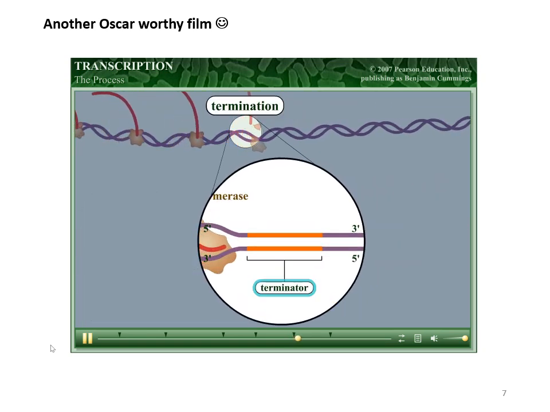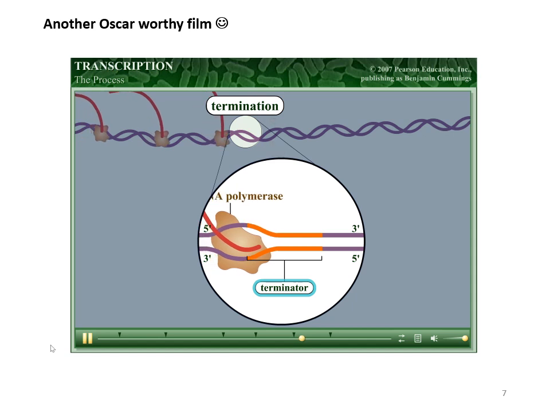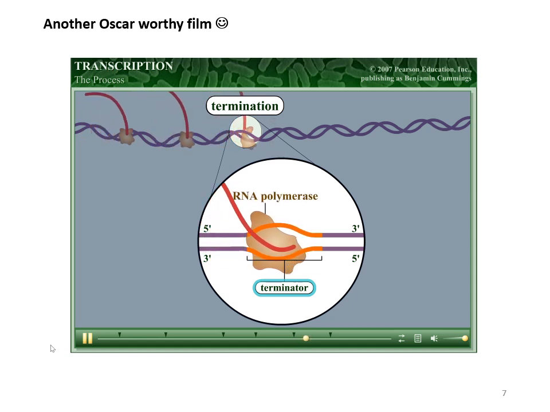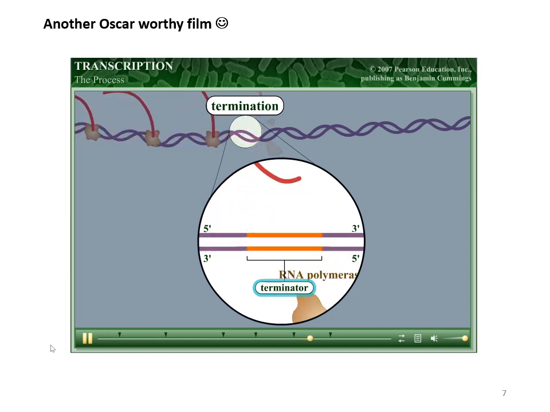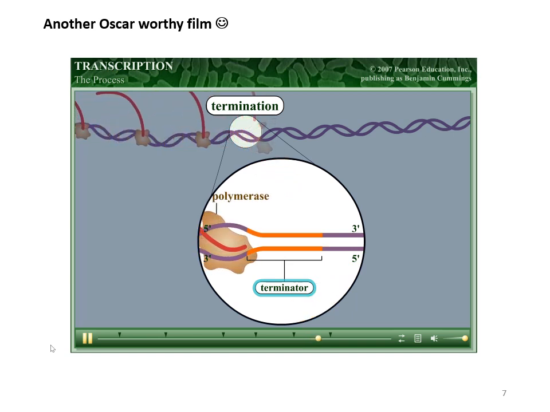Elongation continues until RNA polymerase reaches a site on the DNA called a terminator. At this site, RNA polymerase and the newly synthesized RNA transcript are released from the DNA.